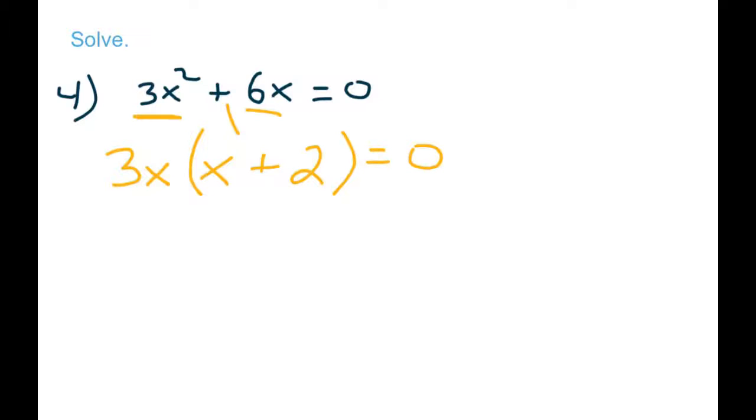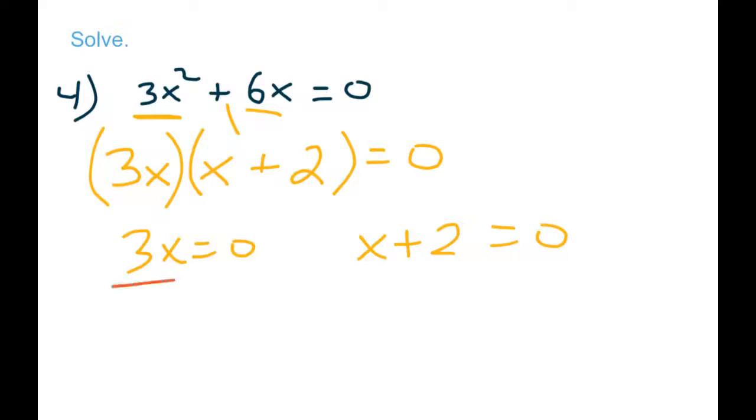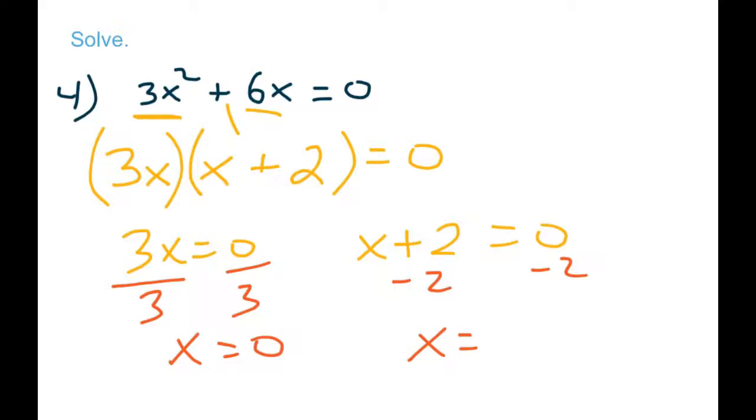Now I have two quantities. I have 3x times x plus 2. So either 3x equals 0, or x plus 2 equals 0. So I had to factor out a GCF first, then basically set the problem up like we've been doing. So here, I'm going to divide by 3 on both sides. X could equal 0. On this side, I'll subtract 2 on both sides. X could equal negative 2.